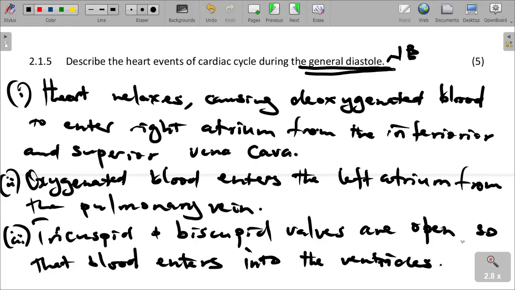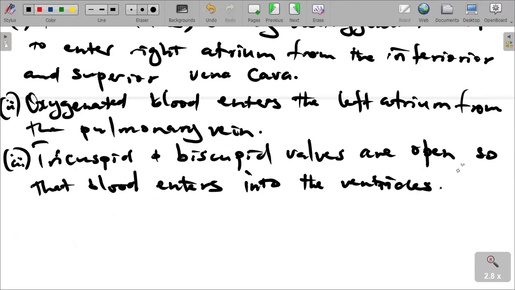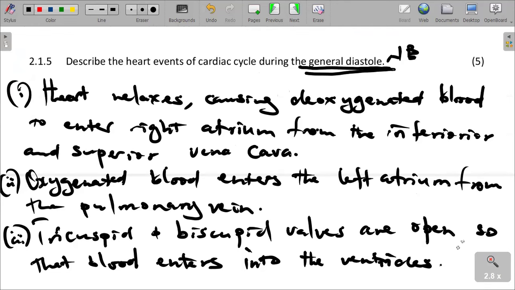So what you are asked here is the events of the cardiac cycle during general diastole. You need to understand these movements: the heart relaxes, causing deoxygenated blood to enter the right atrium from the inferior and superior vena cava, and then oxygenated blood enters the left atrium from the pulmonary vein, and then our valves are open so that blood moves into the ventricles. That is the events which occur during general diastole.